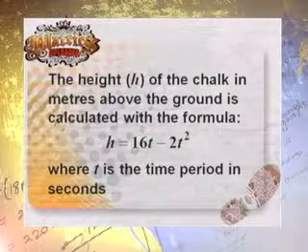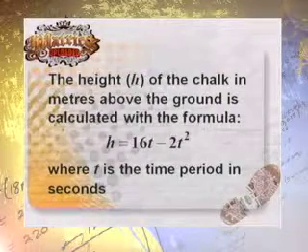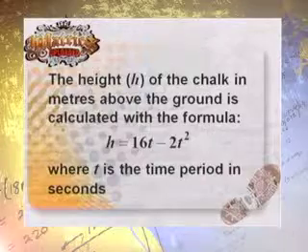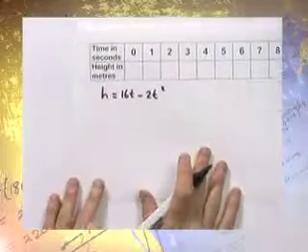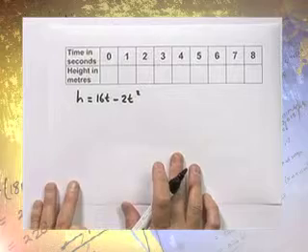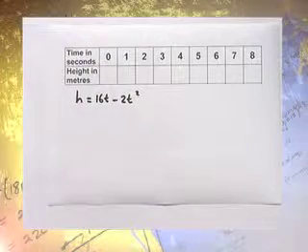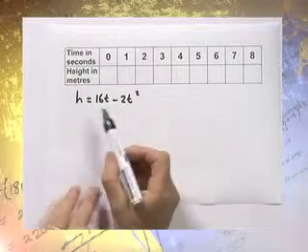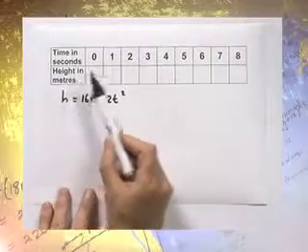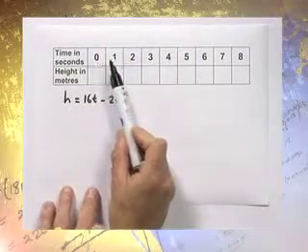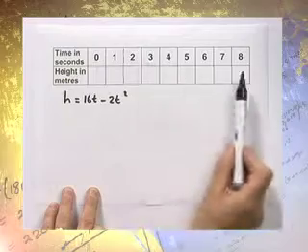h is equal to 16t minus 2t squared. So the formula is h equals 16t minus 2t squared. And here we've got our table, and we've got naught seconds, 1 second, 2 seconds, up to 8 seconds. So it probably took about 8 seconds for it to go up and down. Watch out. 1, 2, 3, 4, 5, 6, 7, 8. That student is going to be listening now.